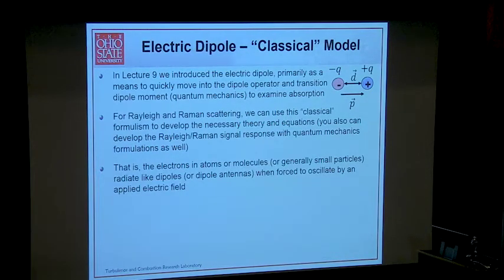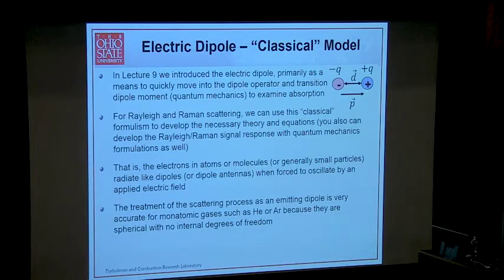So really what we're going to do is consider the electrons in atoms or molecules, or even more generally, let's just say a small particle. Basically, when we force them to oscillate by an applied electric field, i.e. what's this? This is our laser. An oscillating electric field, they're going to radiate like little dipole antennas. They're going to radiate at the frequency of our laser. So that's how we're going to describe this.